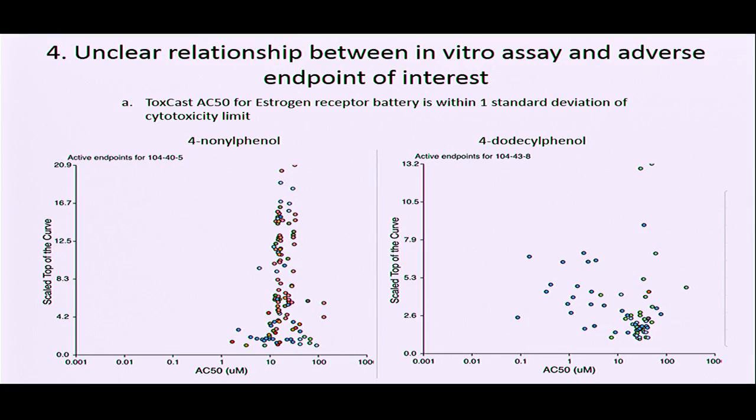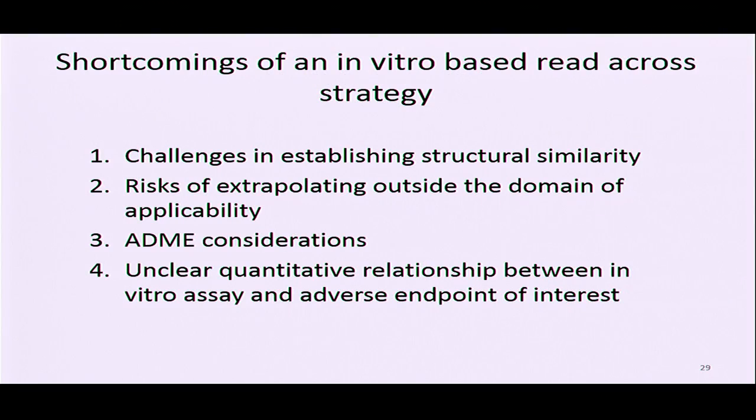So why is this important? To me, this says that we have a lot less specificity in understanding what the mode of action is based on the ToxCast assays, because we are activating other endpoints that are not specific at about the same concentration. So these are the 4 points that I made here. There are some challenges in establishing structural similarity. I talked about the dangers of extrapolating outside the domain of applicability, ADME considerations, and the unclear quantitative relationship between in vitro and the adverse endpoint.